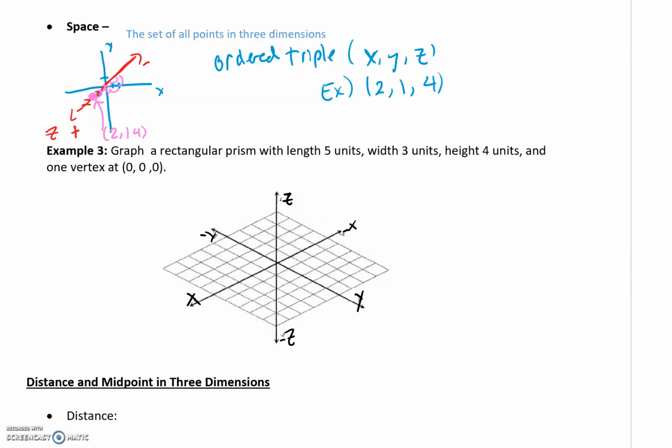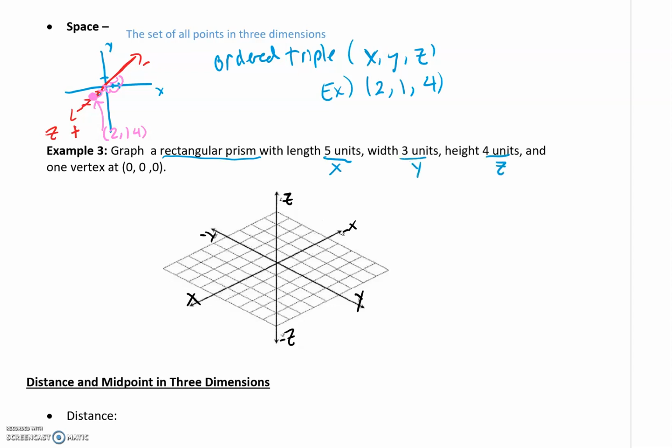So if we want to graph our 3D solids on a plane like this, or on a 3D graph like this, what we want to do is find the vertices or some key lengths to help us find all of those edges. So here in example 3, we're going to graph a rectangular prism with lengths 5, 3, and 4. It doesn't really matter if you want to say length is x, width is y, and height is z. You can switch them around, but I would just decide I want my length to be x, my width to be y, my height to be z.